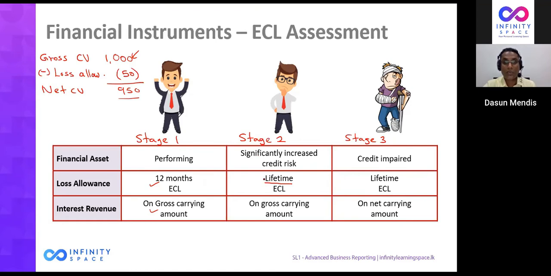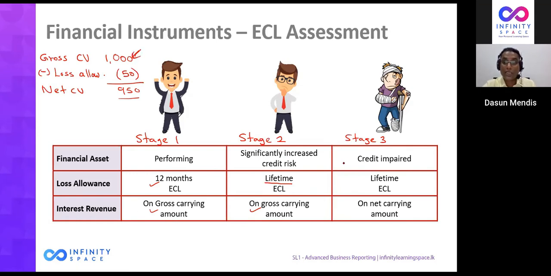So you are in stage number 2, so you have to make a higher loss allowance because the loan is now non-performing or the credit risk has significantly increased. But still, you recognize the finance income or the interest income based on the what? Gross carrying value of the asset. That means based on 1,000 still.